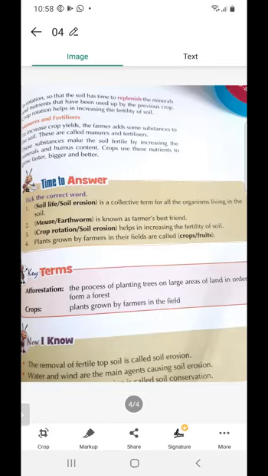So next is manure and fertilizer. So what are manure and fertilizer? To have a good crop, the farmer adds some substance to the soil.